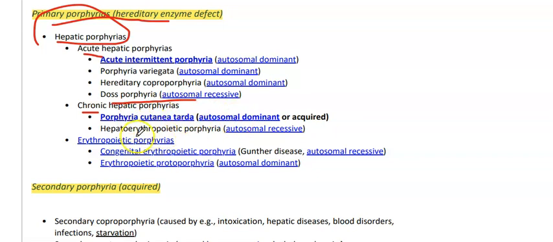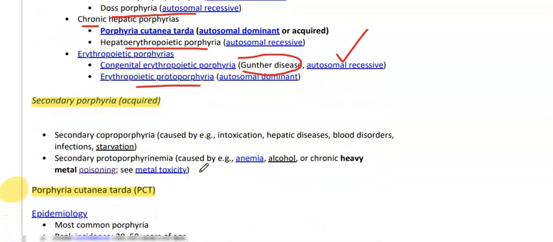Chronic porphyria: we have porphyria cutanea tarda, PCT, which is dominant or acquired. Hepatoerythropoietic porphyria is autosomal recessive. Erythropoietic porphyria: we have congenital erythropoietic porphyria, also known as Gunther disease, which is autosomal recessive, and erythropoietic protoporphyria, which is autosomal dominant. Then we have secondary.